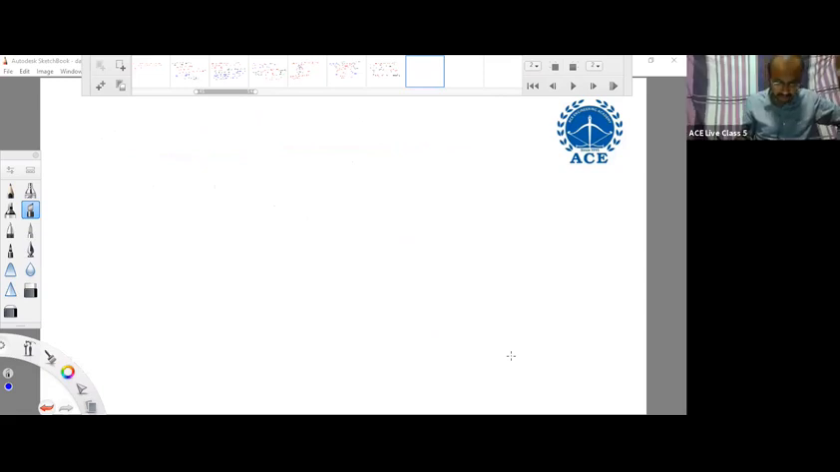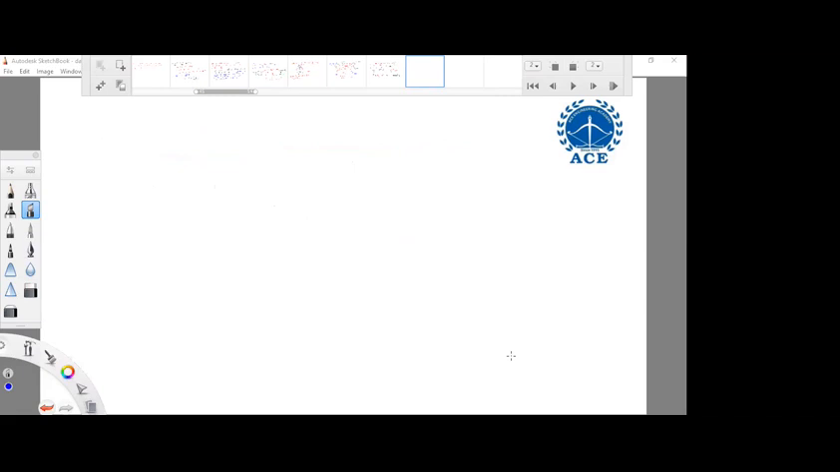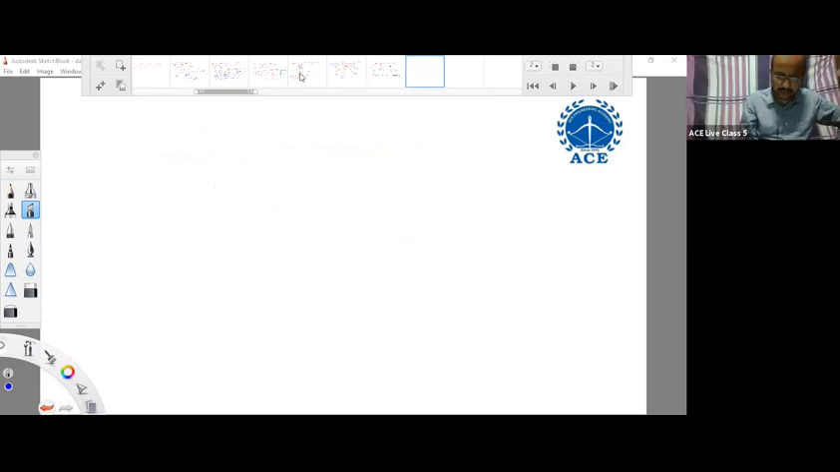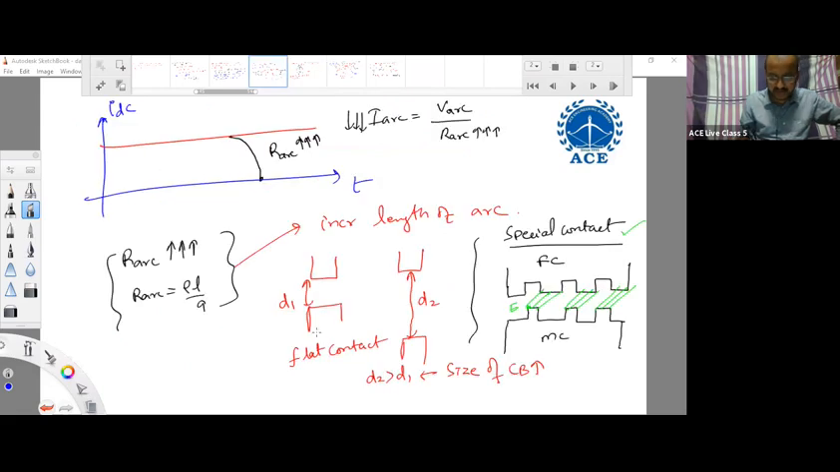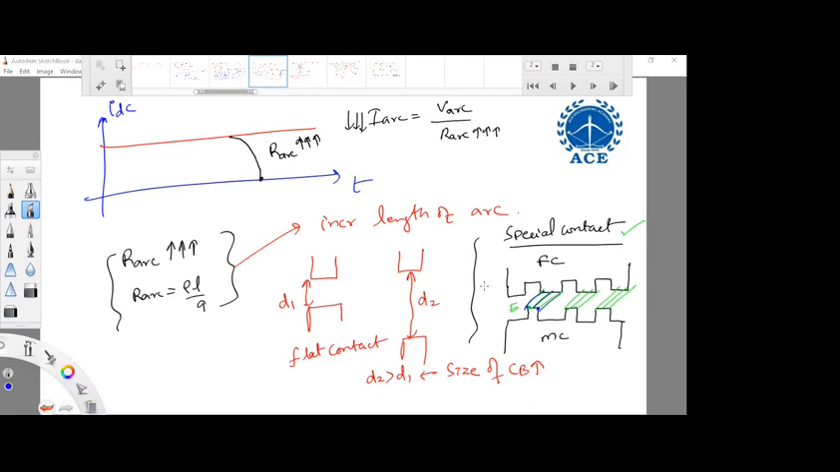Sir, what is the significance of the special contact over the flat contact? If you observe here, with a flat contact for the same distance, the size of the circuit breaker becomes large, because the arc is structured like this. But if you are using a special contact, the electric field intensity at the edges will be more, no? The arc will strike like this. So for the same length, the size of the circuit breaker will be reduced by using this special contact arrangement. Okay, sir, got it. Thank you.